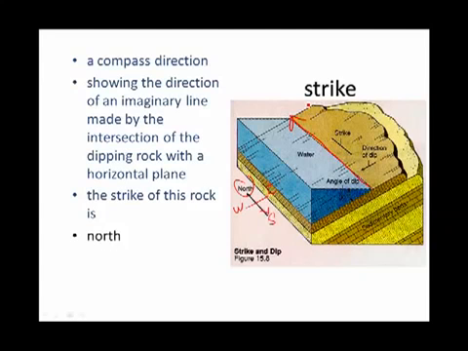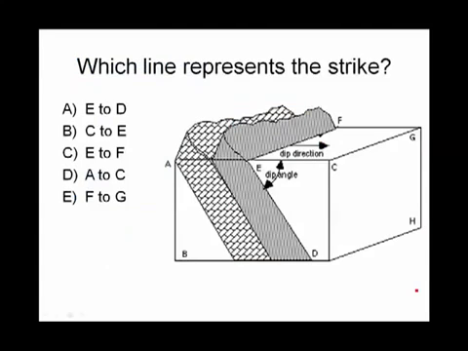That direction. Well, I'm sure you're saying to yourself, how come that can't be south? The answer is, sure, it could be. But geologists like to keep things simple, so we just say north, and don't worry about it. So what line here represents the strike? Well, it would be from E to F. There you go.